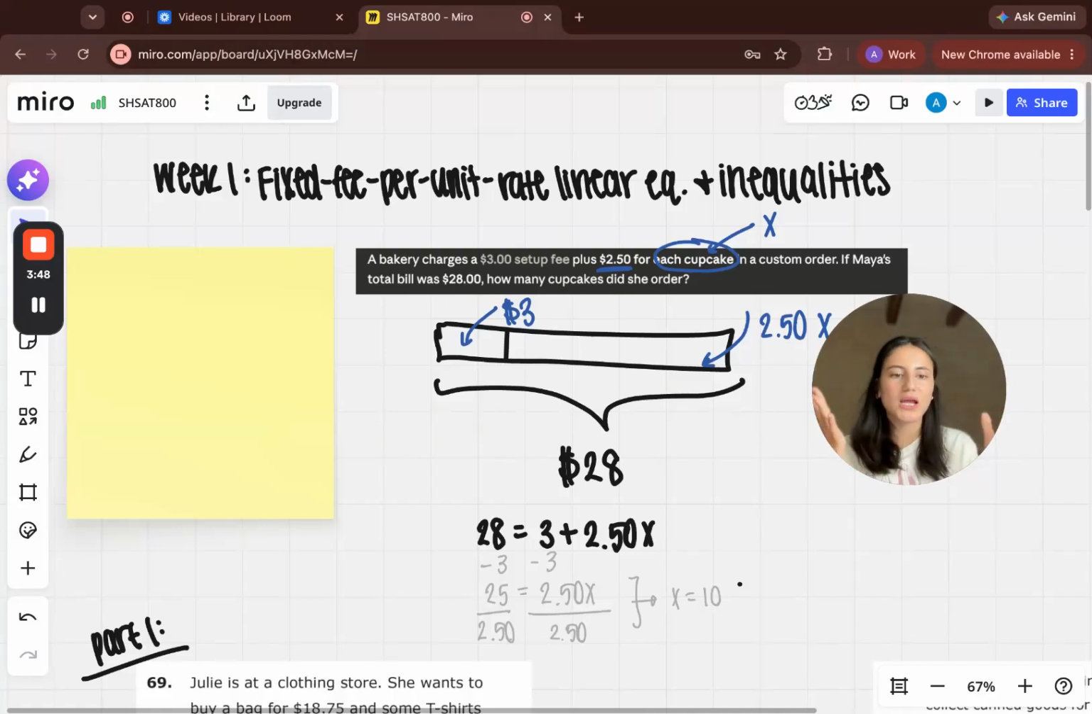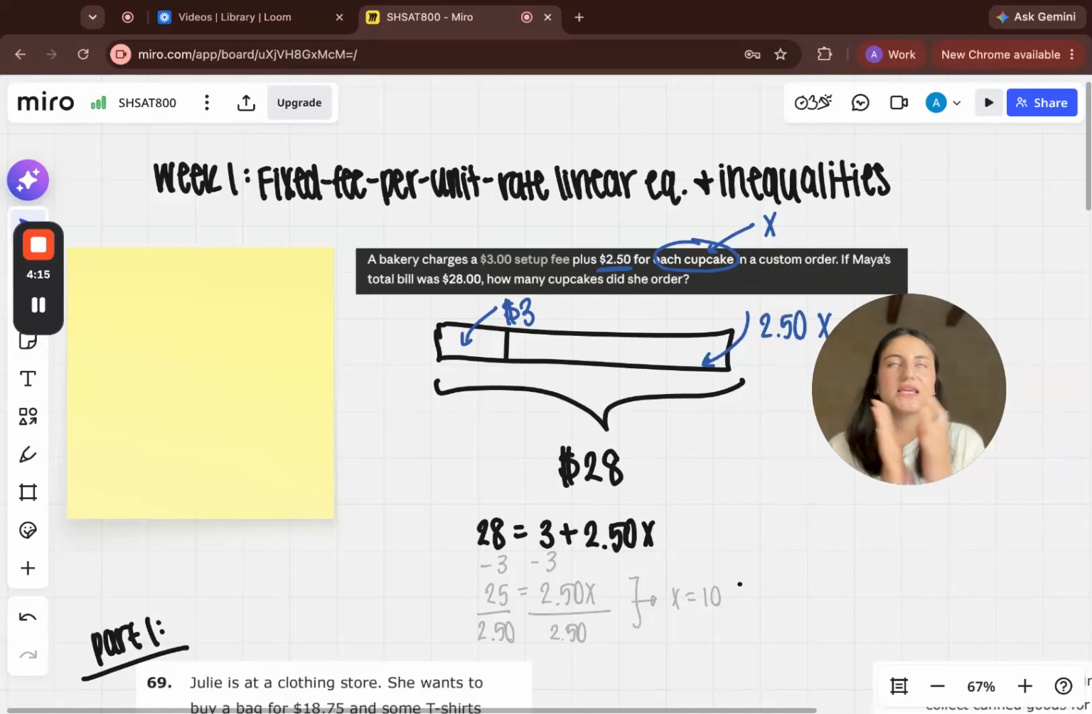And you may be wondering, how did I do that quick mental math? Well, I'm just going to quickly show it here. So we know that 2.50 times 10, by just moving the decimal point over here, is equal to 25. So I was able to identify that 2.50 is basically 1/10 of 25, if that makes sense. It's exactly 1/10 of 25.